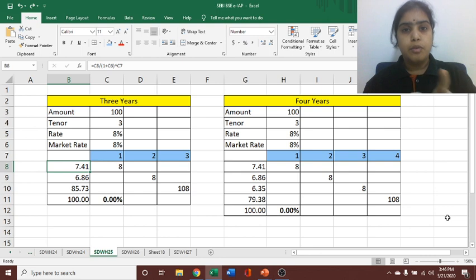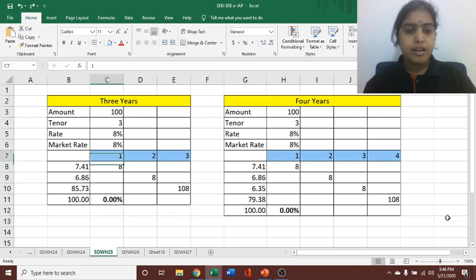Now, the future cash flow we have seen. This is the present value and we will do a sum. The sum is 100 rupees. As this is an example of 3 years, this is an example of 4 years. In 4 years the future cash flow will be 8, 8, 8 and 108. This is the future cash flow. This is the present value, and again we have done the addition of it.